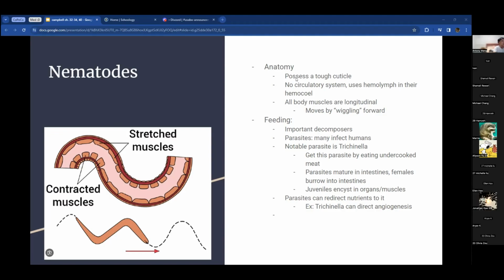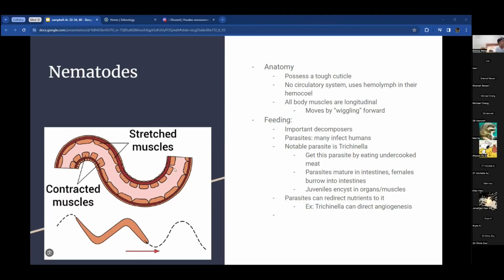They have a tough cuticle. They have no circulatory system. There's hemolymph and their hemocoel. They wiggle forward in a weird undulating fashion, kind of serpentine.